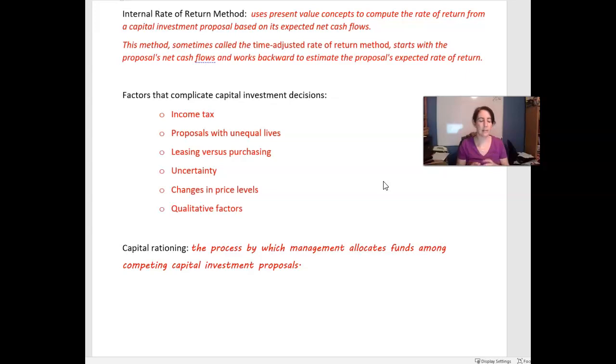Okay, the last, just a term I didn't want to miss in this chapter. It's capital rationing. Overall, rationing is the process by which management allocates funds among competing capital investment proposals. So the idea is rationing. How much goes to each line, how much goes to each expansion, how do we decide who gets what? That's what this whole analysis really is, capital rationing, deciding where management is going to allocate its funds.